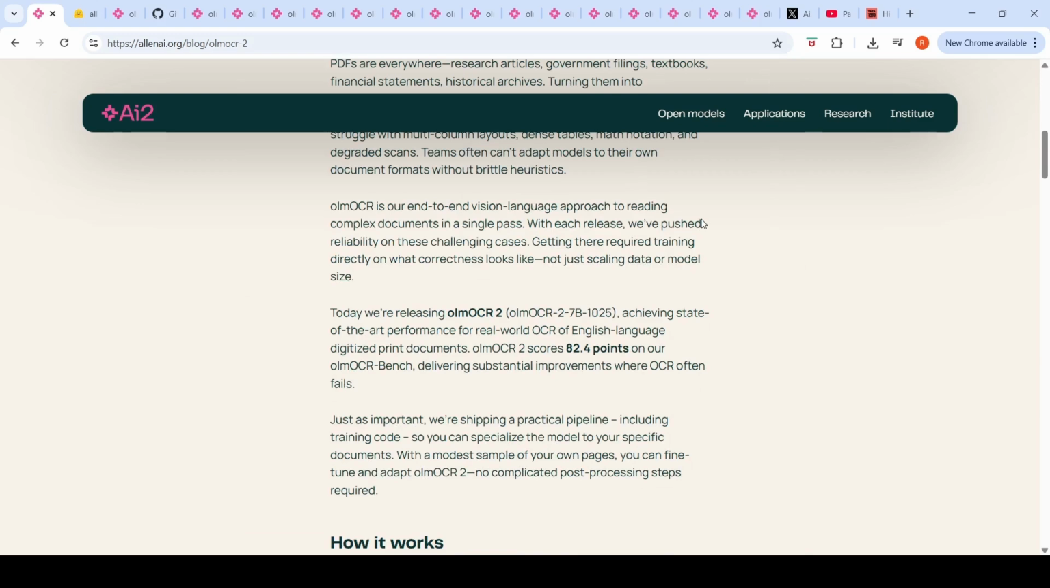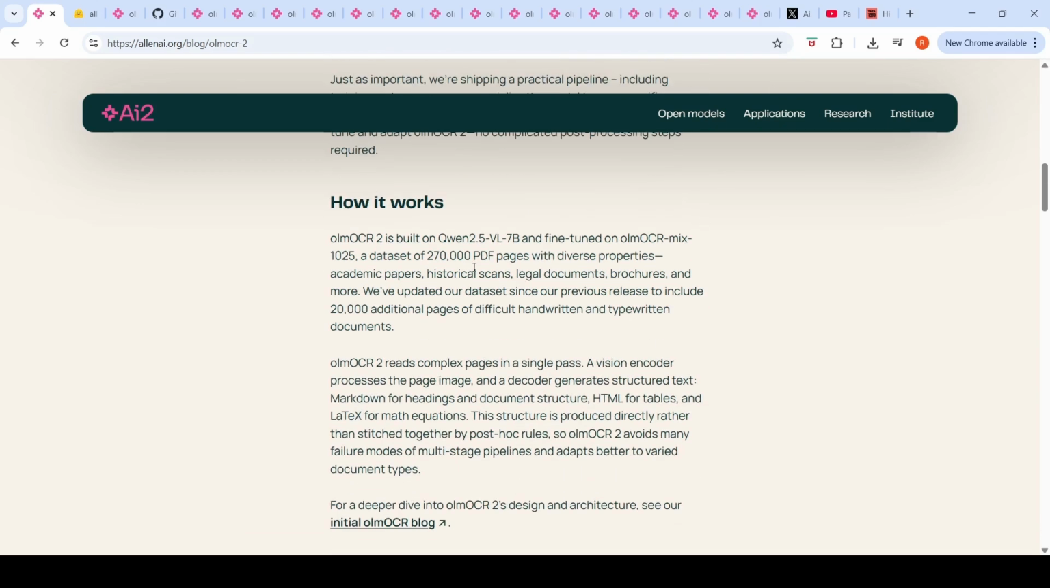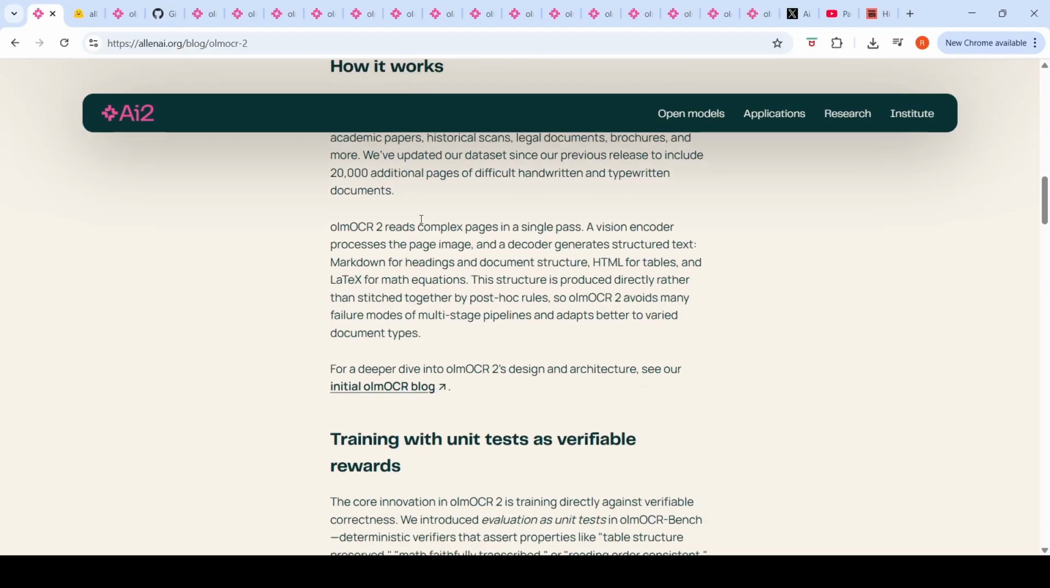So what they are saying over here is that this particular model is built on Qwen 2.5 VL 7 billion parameters and fine-tuned on olmOCR-mix-1025, a data set of 270K PDF images with diverse properties: academic papers, historical scans, legal documents, brochures, and more. They have updated their data set since their previous release to include 20,000 additional pages of difficult handwritten and typewritten documents. No doubt the performance on handwritten documents has improved.